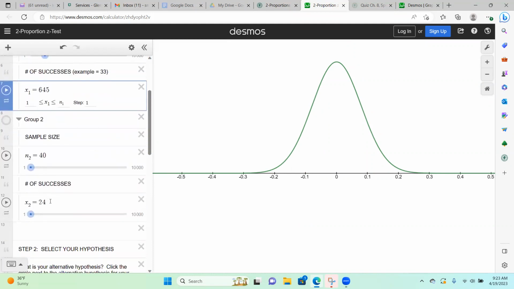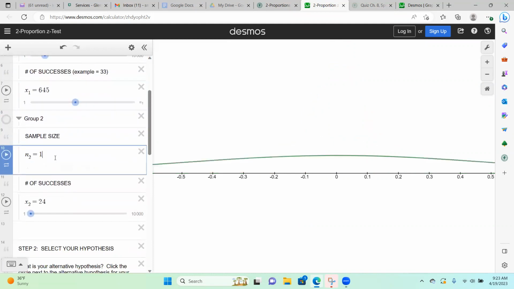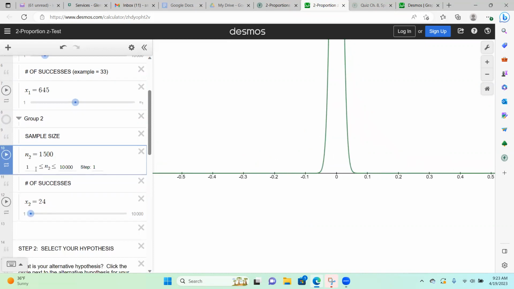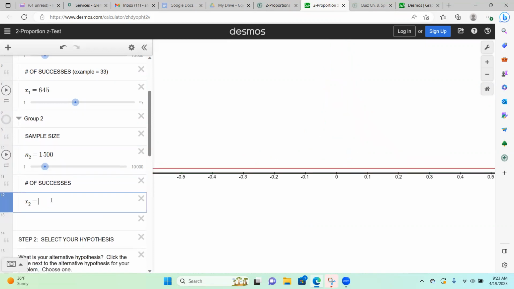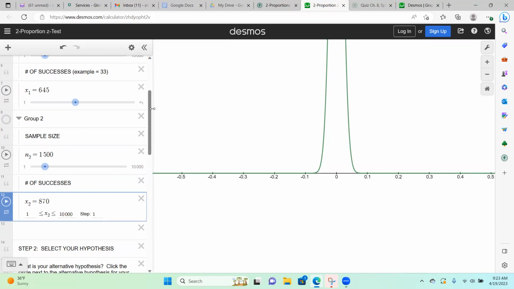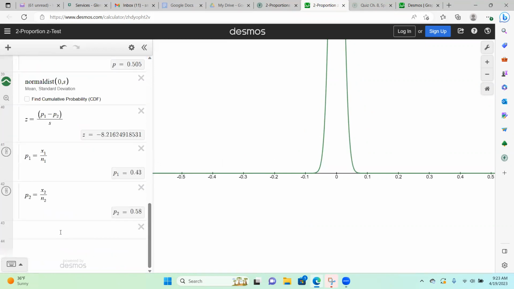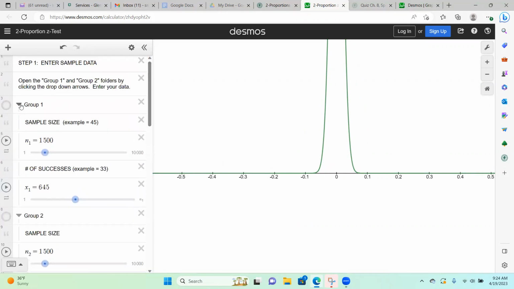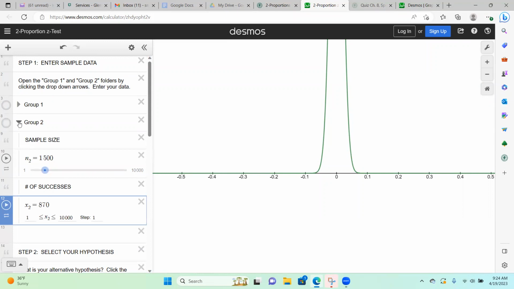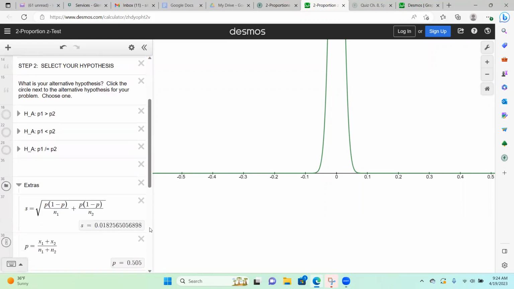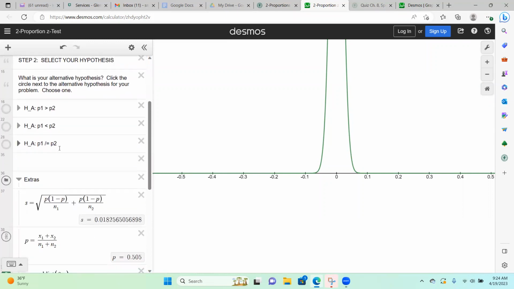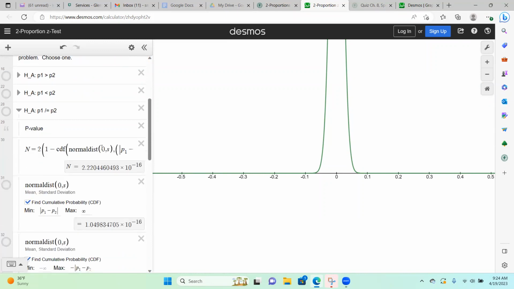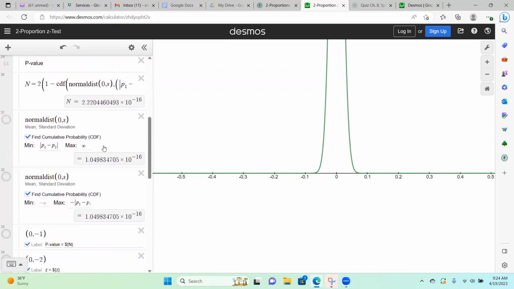Now we haven't calculated the other one yet. So in group 2, again, we have 1,500 in the sample, and we had 870 that said they were supporting stem cell research. So we can go back down to the bottom and validate that p-hat as well. So it's set up just a little bit different than our 10.1. Okay. So now, because we had a two-tailed test, we're going to go here and click on the two-tailed test. And we're going to scroll down.